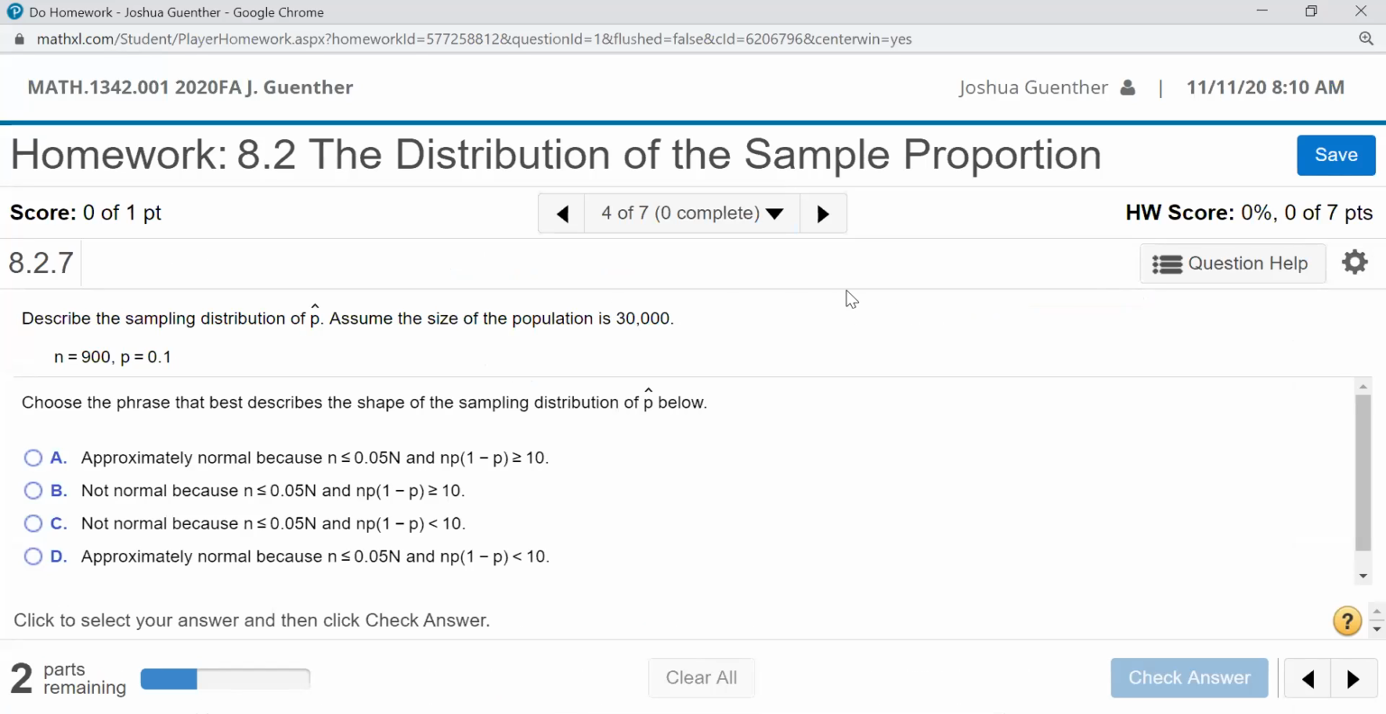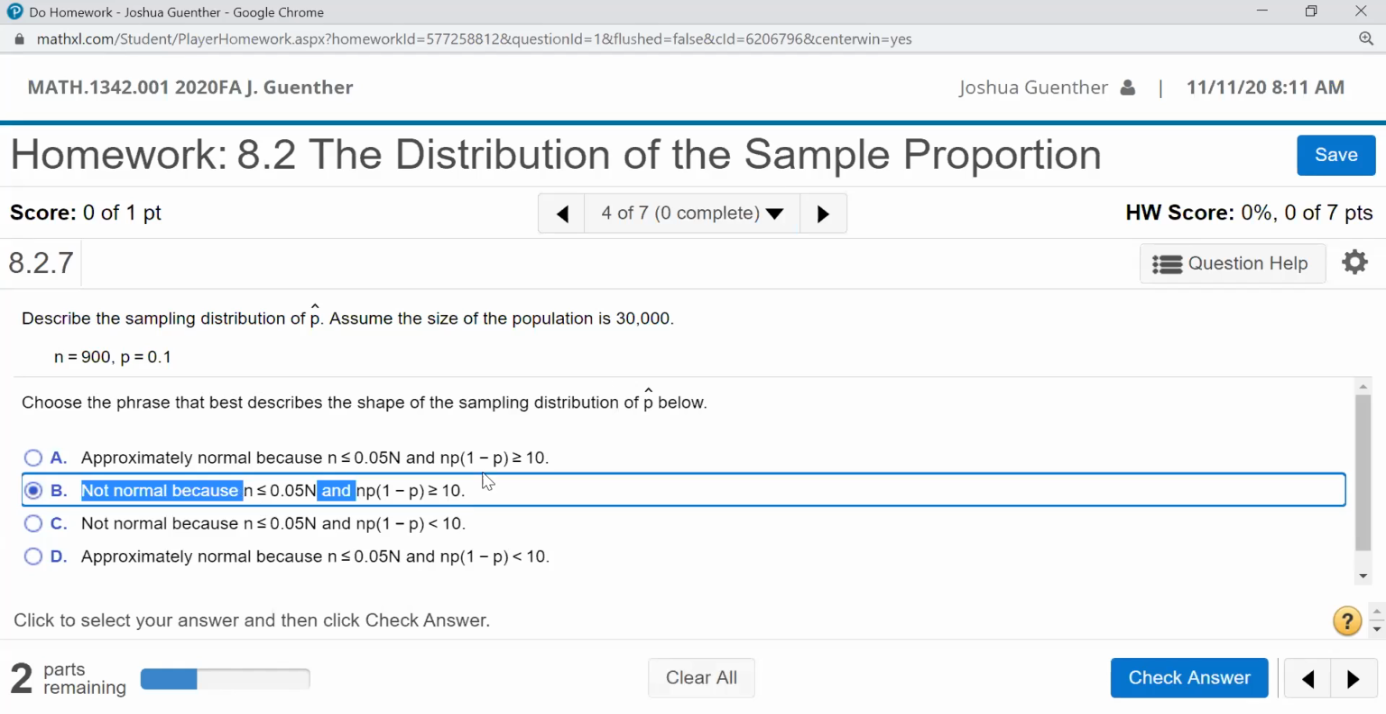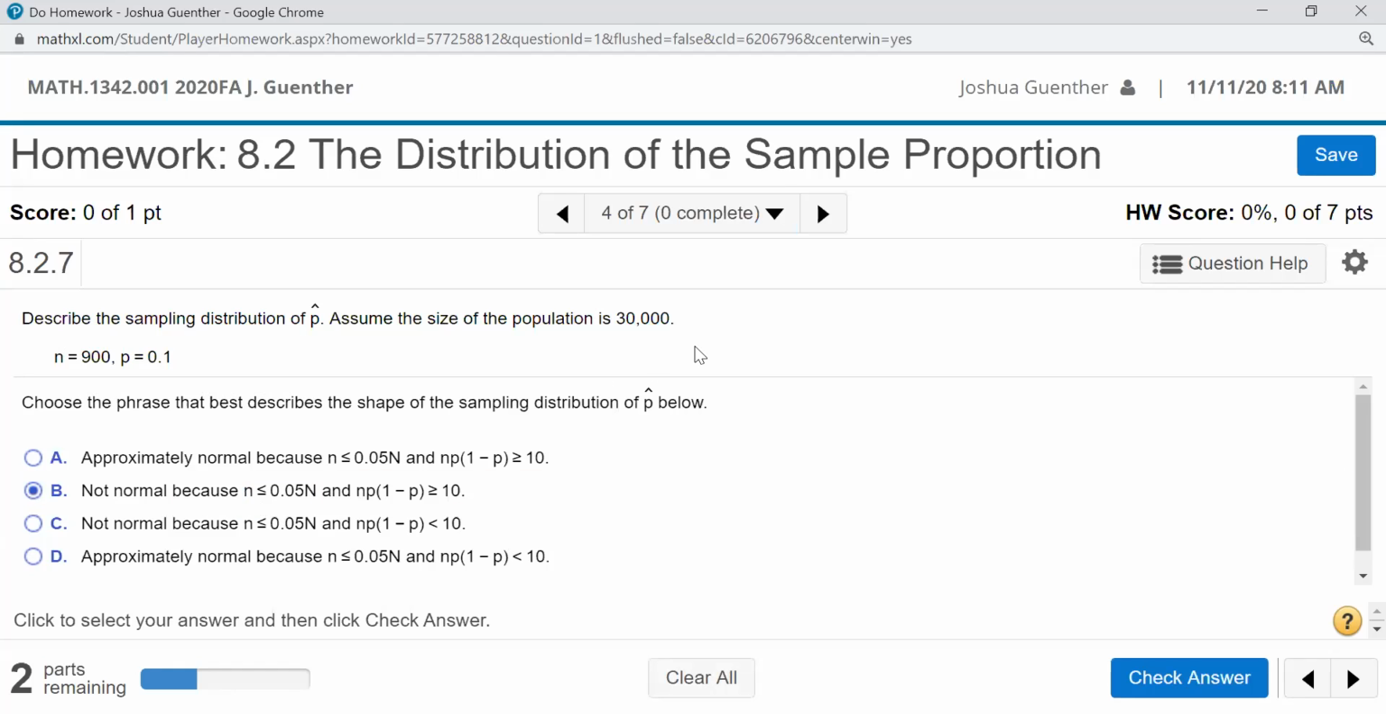Okay, so describe the sampling distribution of p hat. Assume the size of the population is 30,000. There's a couple factors we'll take into account. Your sample size is 900. Your population proportion is going to be about 0.1. So technically what we want is only a small percent of the population to be taken to be in the sample.